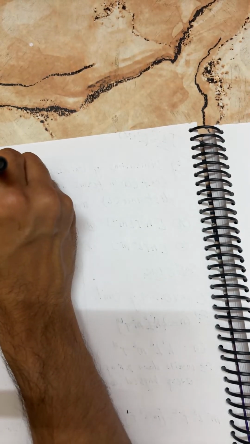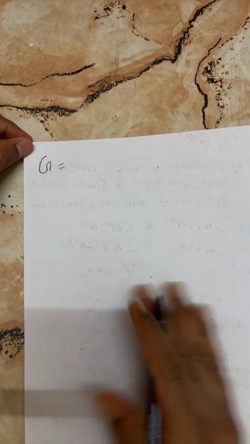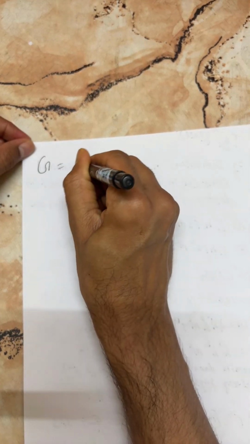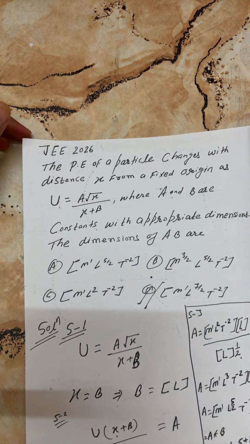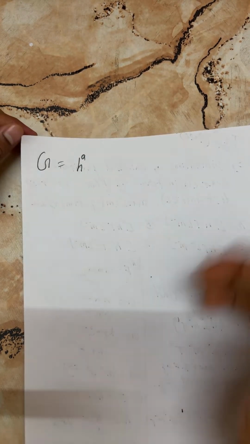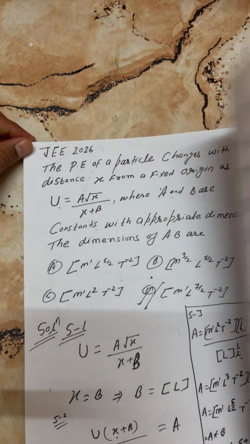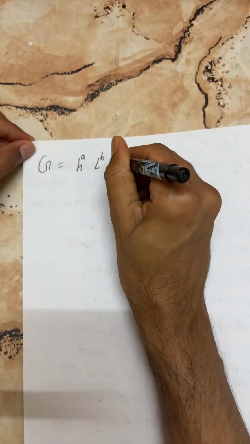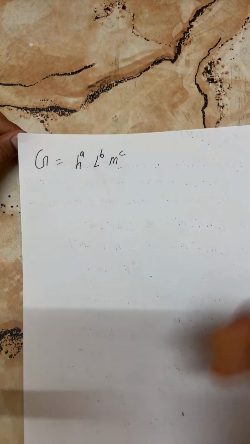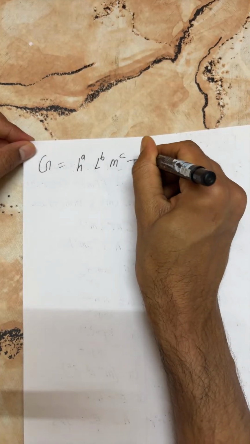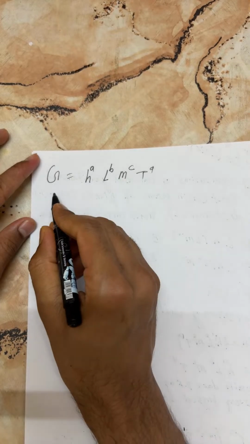So what is this? G, which is equal to H to the power A, then L to the power B, now M to the power C, and T to the power D. So what is G?